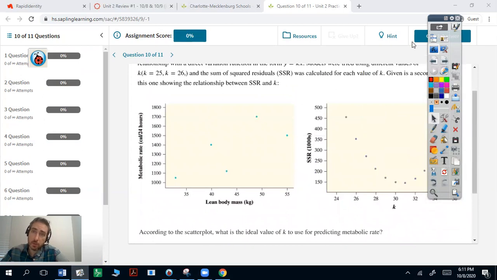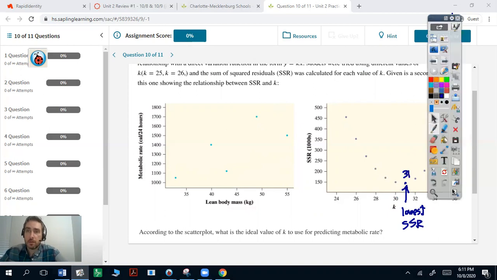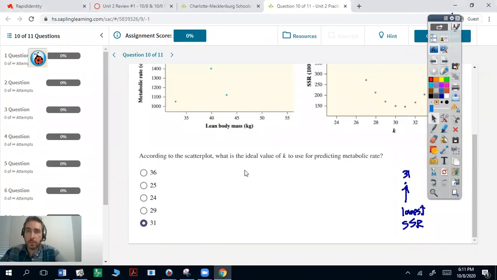The sum of the squared residuals: the most ideal is going to be the one that minimizes the squared residuals. So if I look here, I've got some pretty high squared residuals. It's going down. And then once I get to k right here at 31, it looks like it's at the smallest point. That's the minimal sum of the squared residuals. That's ideal, because then it's going to keep going up again. So it's going to be this point right here, the lowest sum of the squared residuals. That's the line we want to use. So that's going to be 31.